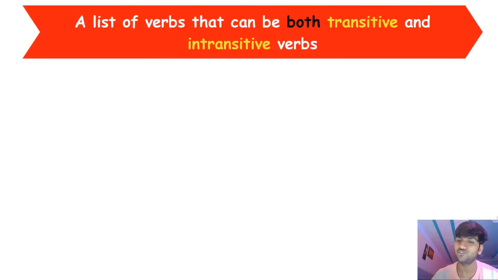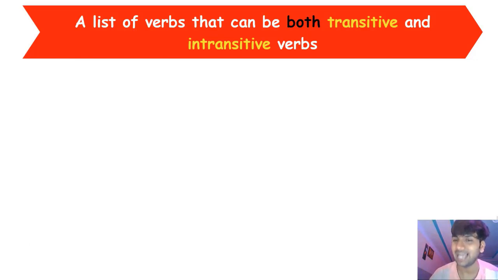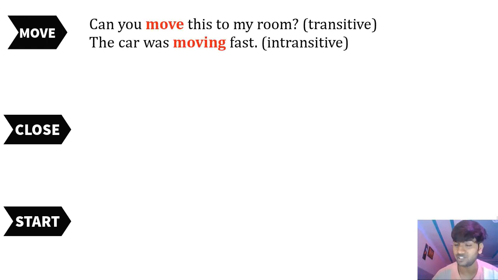Now, a list of verbs that can be both transitive and intransitive. We have some verbs that can be both transitive and intransitive. Okay, here's the list on your screen. Let's take some examples and understand how they can function as both transitive and intransitive verbs. Okay, example number 1. Move can be used as both transitive and intransitive verb. Can you move this to my room? Can you move what? This. Move this. So it's working as a transitive verb, right?